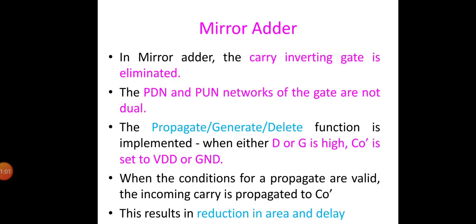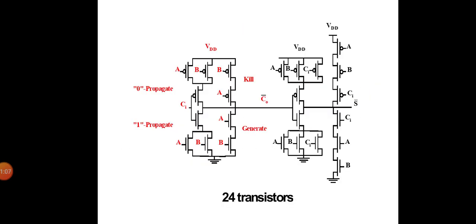An improved adder called the mirror adder is shown in this diagram. Its operation is based on the equations which we have seen already. The carry generation circuitry is worth analyzing. First, the carry inverting gate is eliminated, and secondly the PDN and PUN networks of the gate are not dual. Instead, they form a clever implementation of the propagate, generate and delete functions, where when either D or G is high, Co is set to VDD or ground respectively. So when the condition for a propagate is valid, that is P is equal to 1, the incoming carry is propagated to Co'.